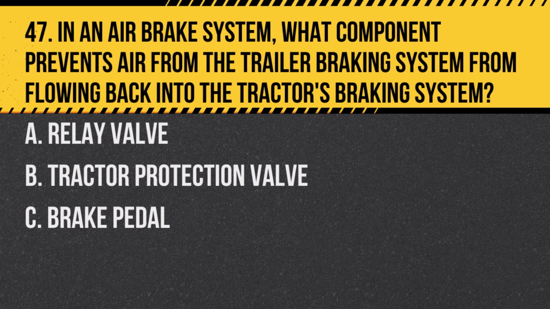Question 47. In an air brake system, what component prevents air from the trailer braking system from flowing back into the tractor's braking system? A. Relay valve. B. Tractor protection valve. C. Brake pedal. Answer B. Tractor protection valve. It ensures that if there's a failure in the trailer brake system, it won't affect the tractor's brakes.